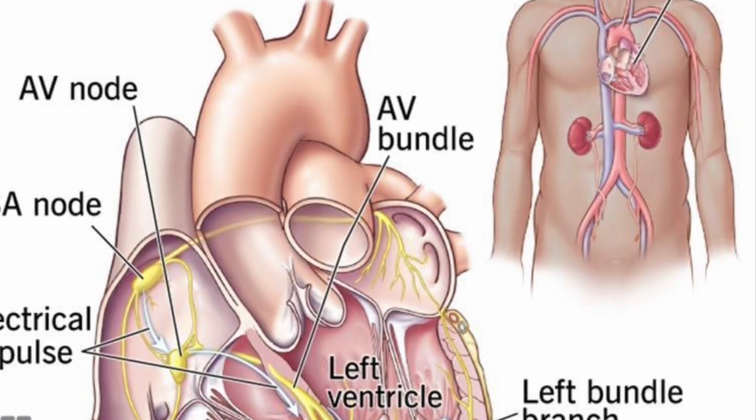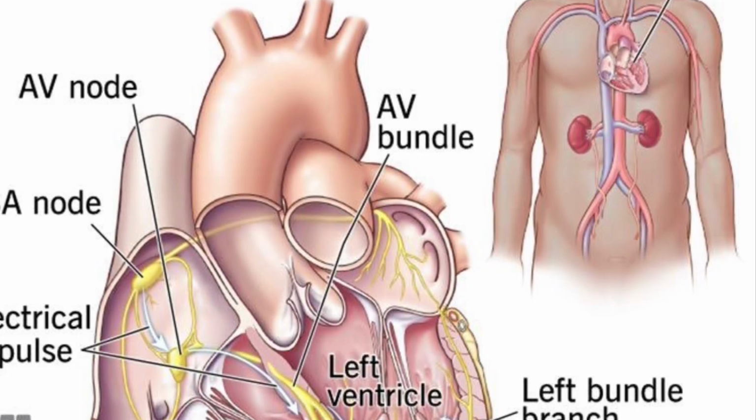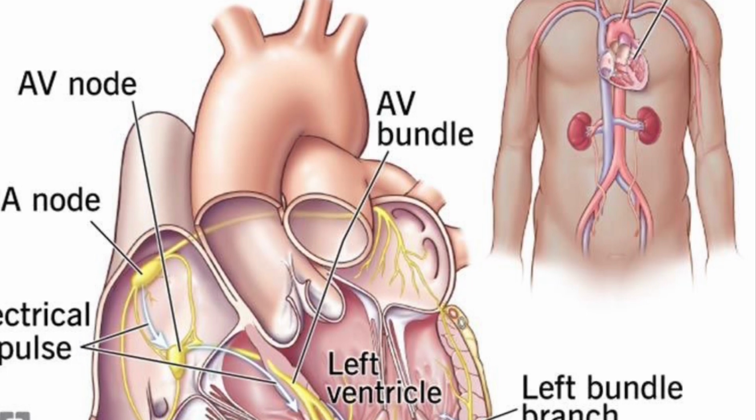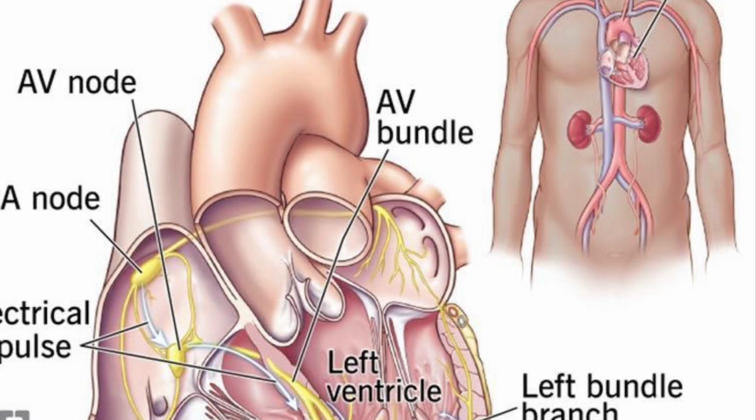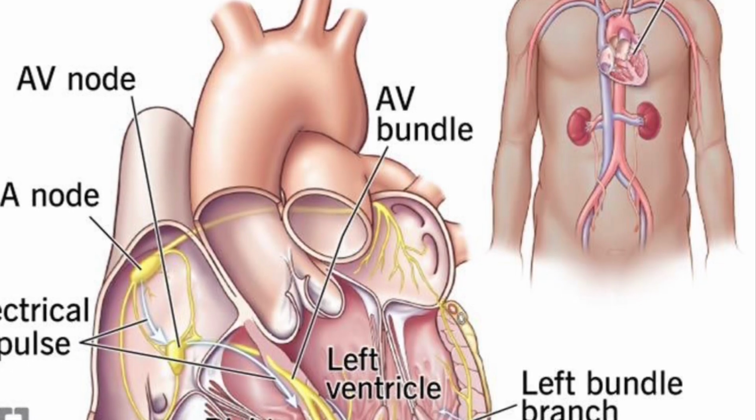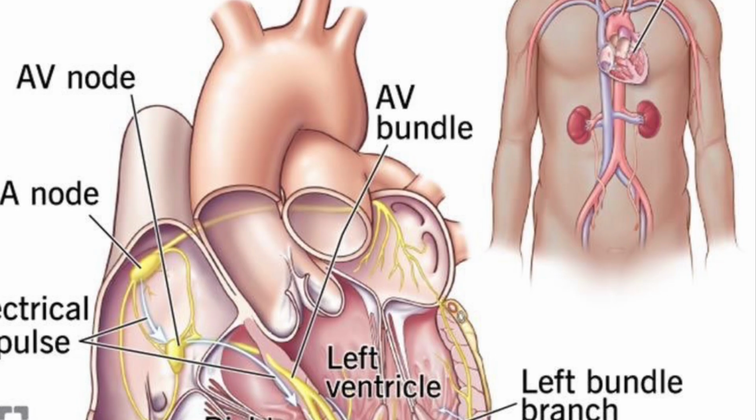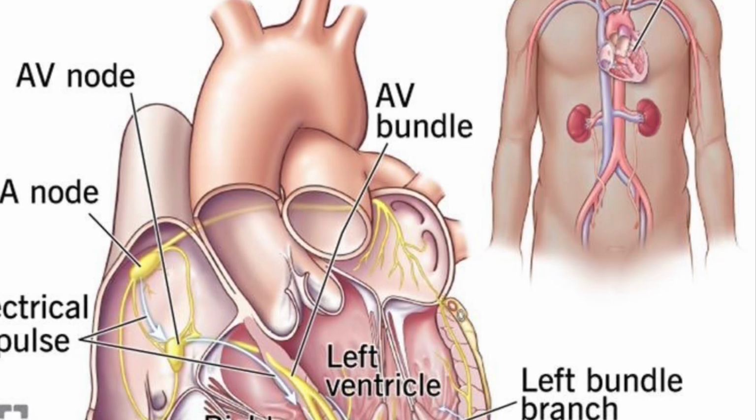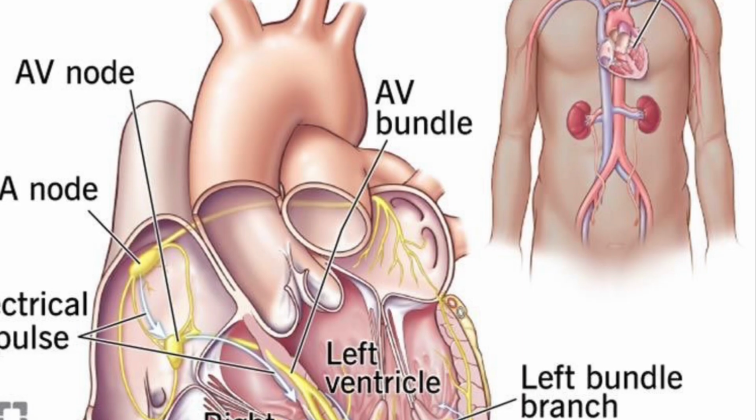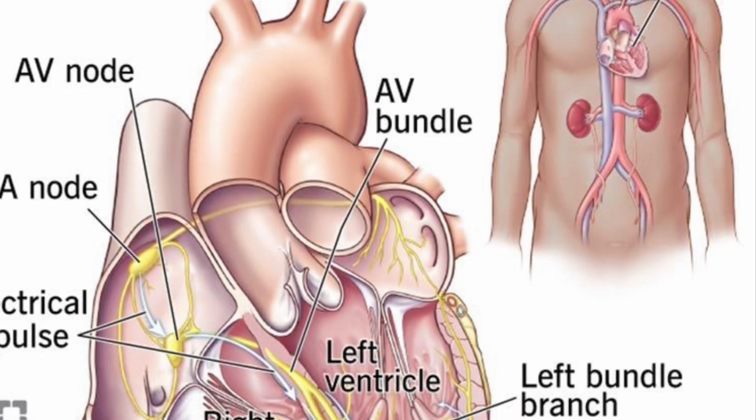Didn't quite get everybody. All right, so afterload is the force, or if you want to think of it as the pressure, that the ventricles have to overcome to push blood through the heart valves. So we've got right and left sides, so we've got two different types of afterload. So let me pull up my picture and look at preload and afterload real quick. We'll make it bigger.